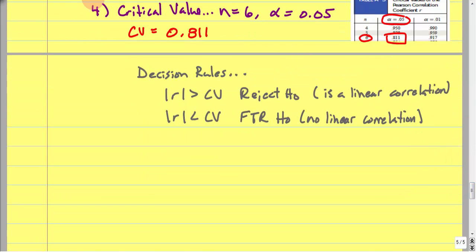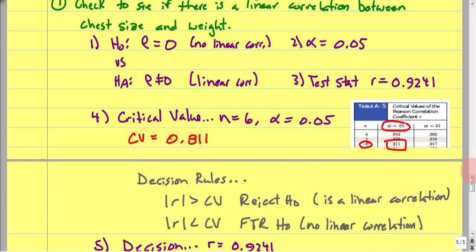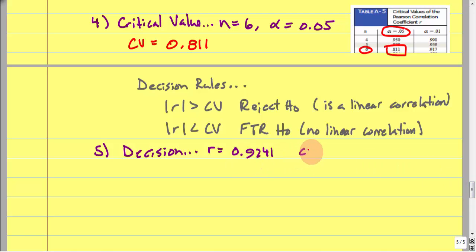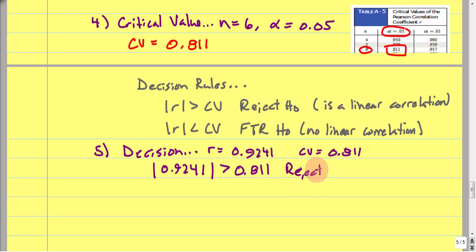So now I'm going to make my decision. So for me, my correlation coefficient was 0.9241, I believe. Let's go check that. 0.9241. My critical value is 0.811. Well, it's pretty clear to see that the absolute value 0.9241 is greater than my critical value of 0.811. So I'm going to reject H0. And so that means there is a linear correlation.